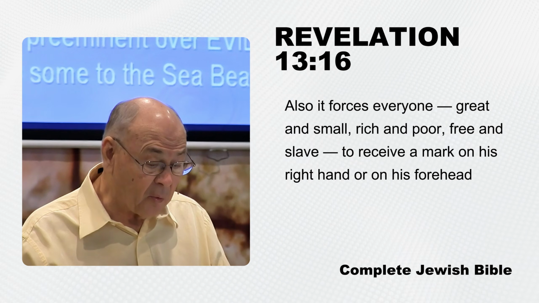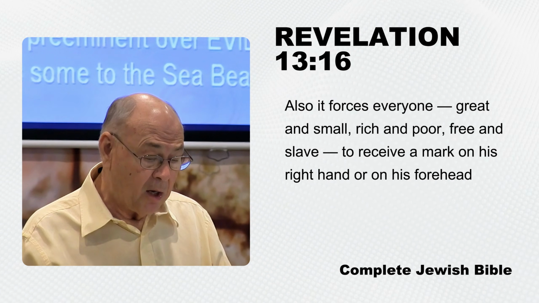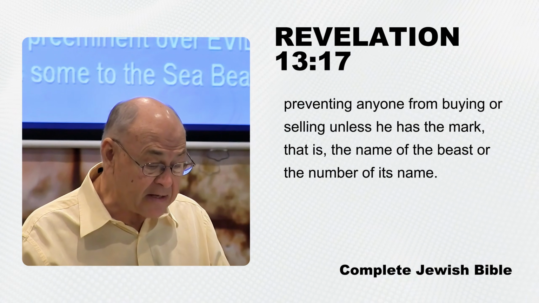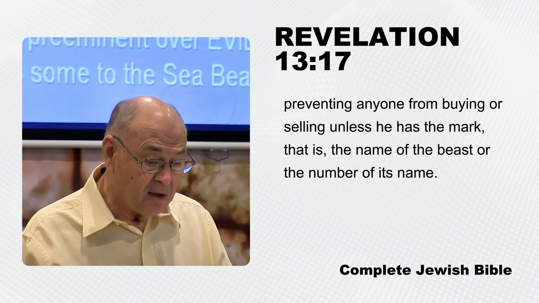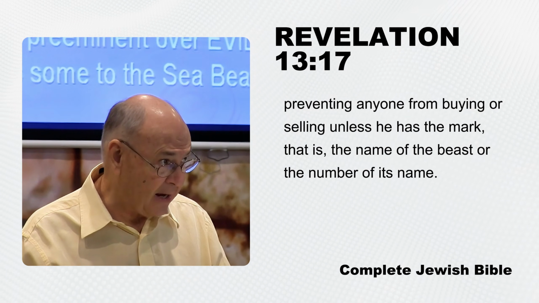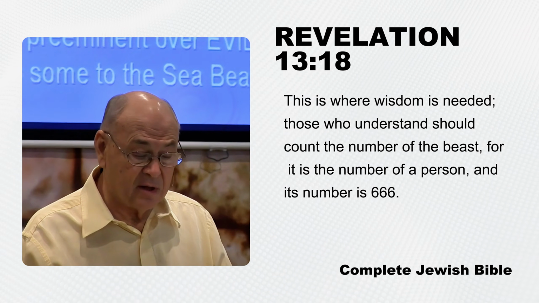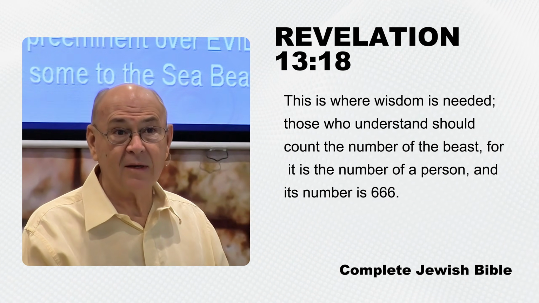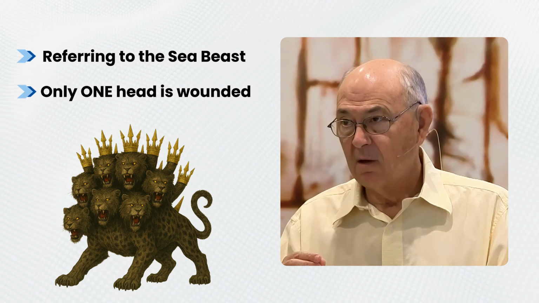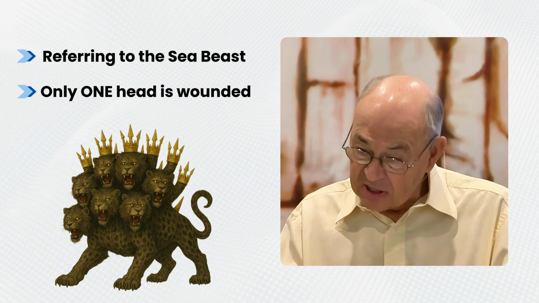It also forces everyone, great and small, rich and poor, free and slave, to receive a mark on his right hand or on his forehead, preventing anyone from buying or selling unless he has the mark. That is, the name of the beast or the number of its name. This is where wisdom is needed. Those who understand should count the number of the beast, for it is the number of a person, and its number is 666.